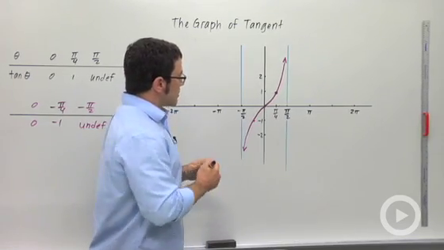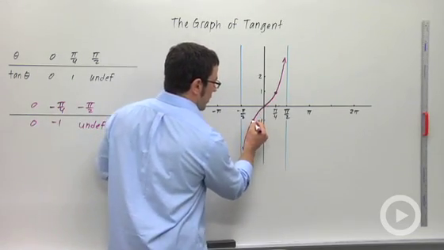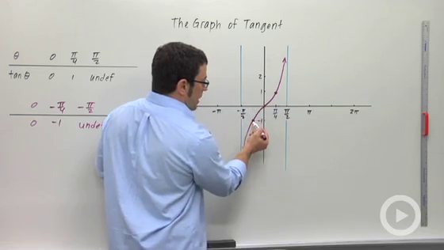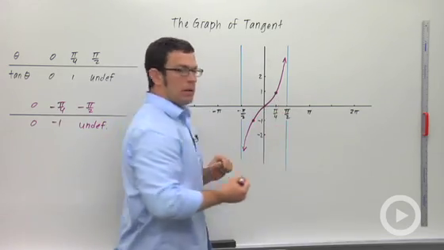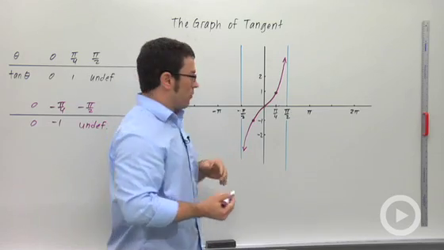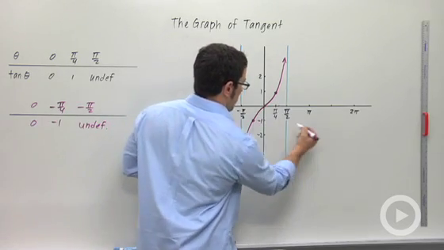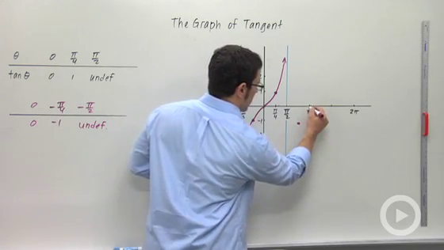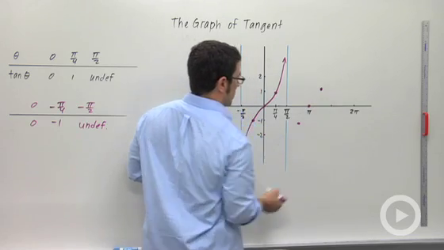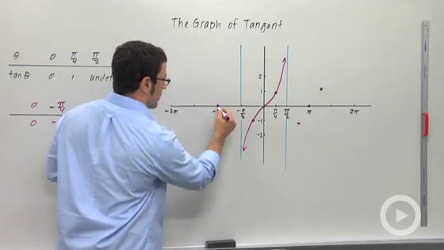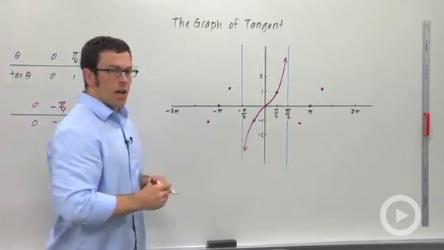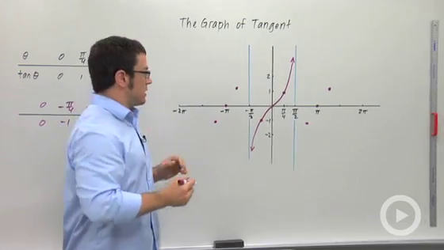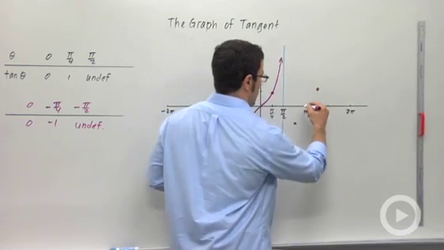Now let's observe that the key points that I have here, negative pi over 4, negative 1, 0, 0, and pi over 4, 1, all line up. So it's really easy to draw them over and over again. They would go here and here. And once you've got them drawn, it's super easy to draw the tangent curve. Just remember the shape.